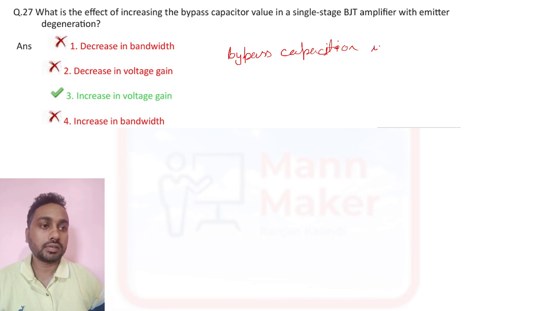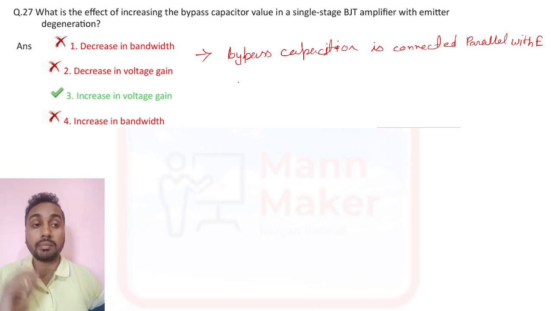The bypass capacitor is connected in parallel with the emitter. Just remember this point, because a question may come asking how the bypass capacitor connects with the emitter in a single stage BJT amplifier. Then you should answer parallel, not series.